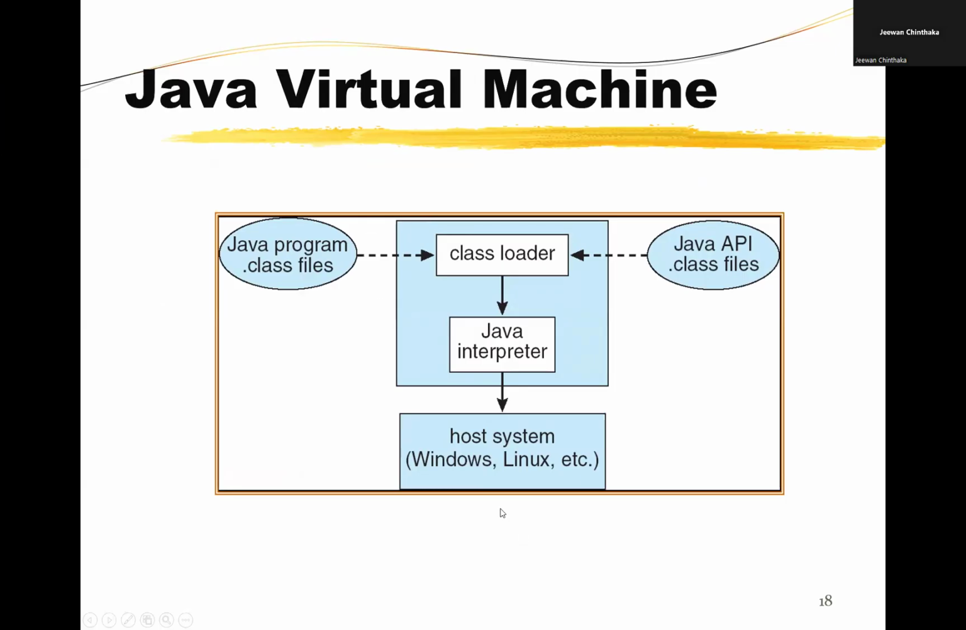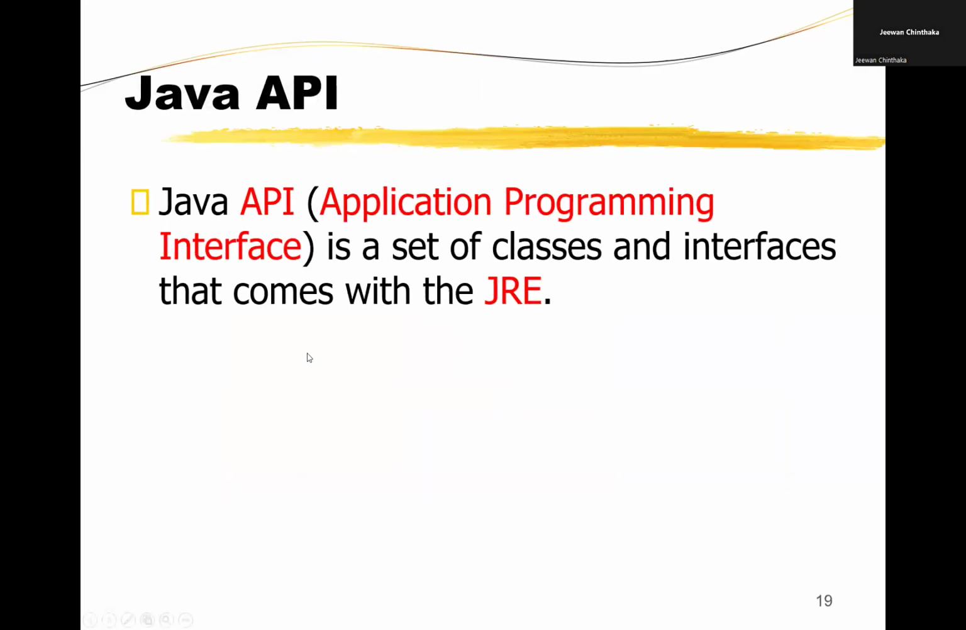You can see on top of the host operating system, we have installed the Java virtual machine, and the Java virtual machine has a Java interpreter. With the help of the Java API, it loads the necessary classes, and we feed our Java bytecode, or the .class file, to the JVM. Then the class loader will load the necessary classes using the Java API, interpret line by line, and communicate the output with the operating system. That's how it works. The Java API is what you call the application programming interface, which is a set of classes and interfaces which comes with the Java runtime environment.